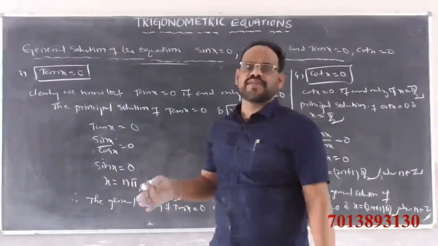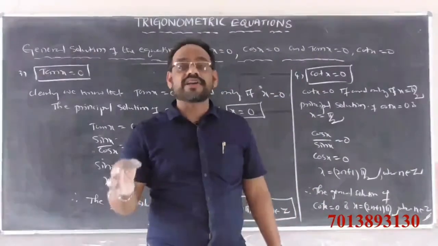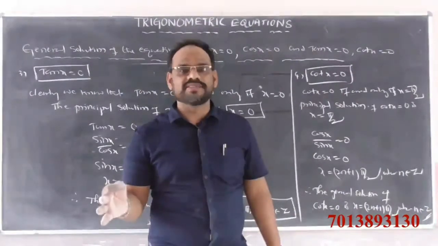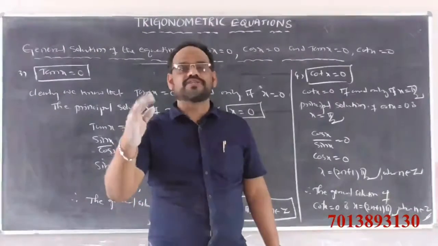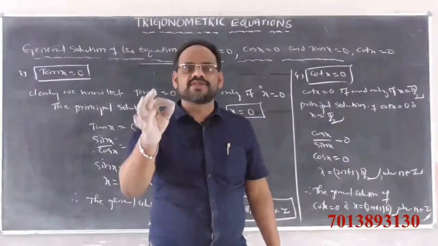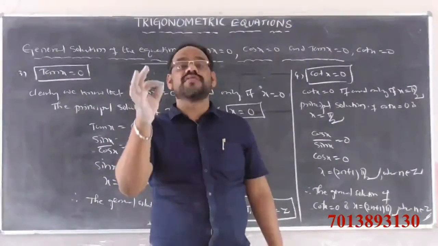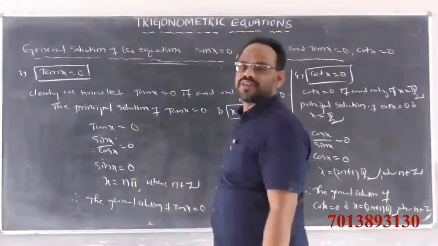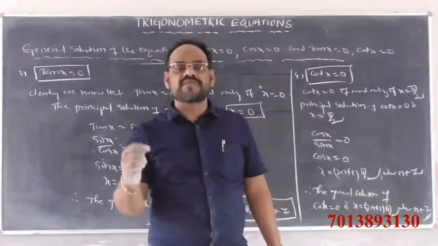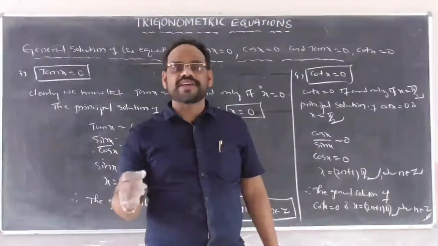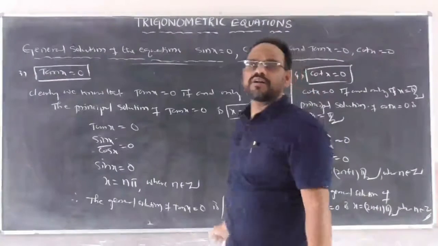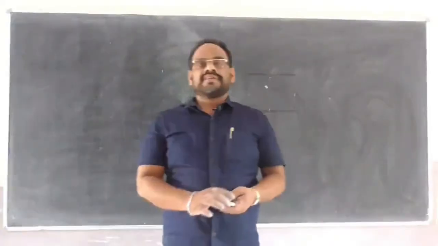What is the general solution of cot x equals 0? Cot x equals 0 means, clearly, cot can be written as cos by sin. So cos x equals 0. That's why the general solution of cot x is the same as the general solution of cos x equals 0, which means x equals odd multiples of pi by 2. So the general solution of cot x equals 0 is also odd multiples of pi by 2.